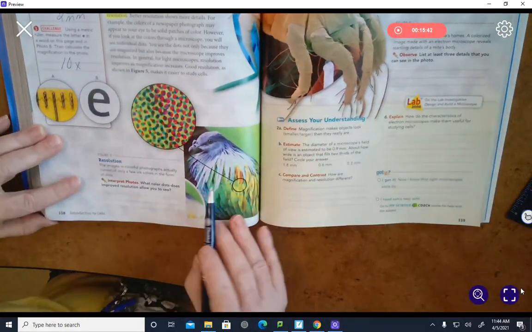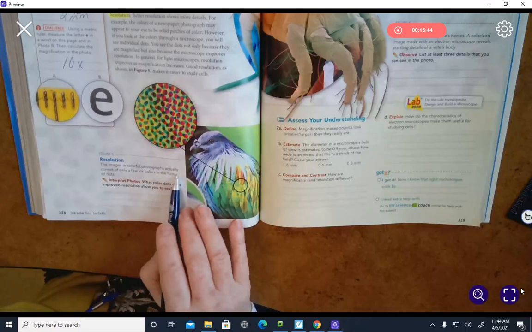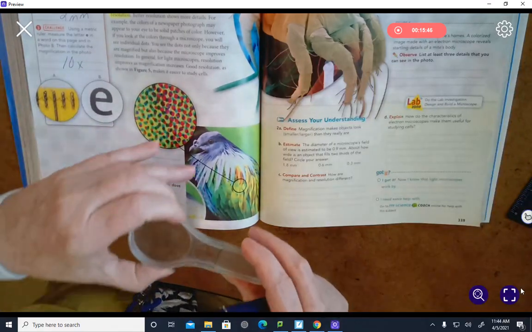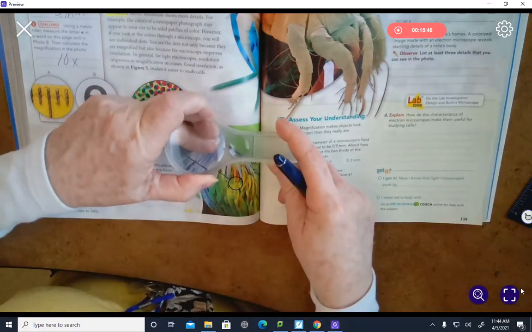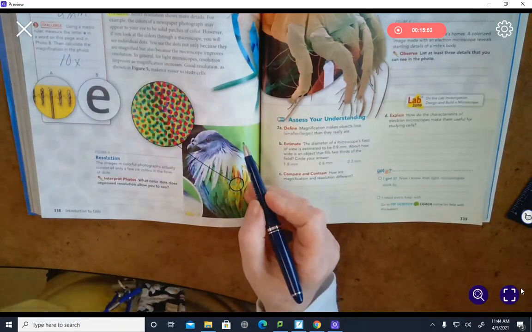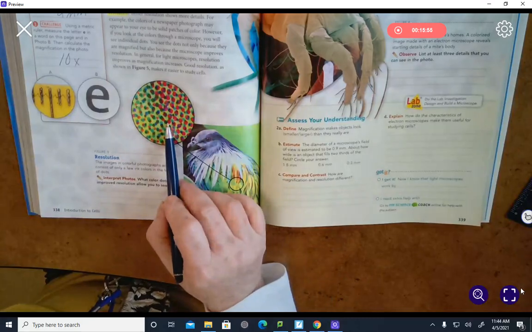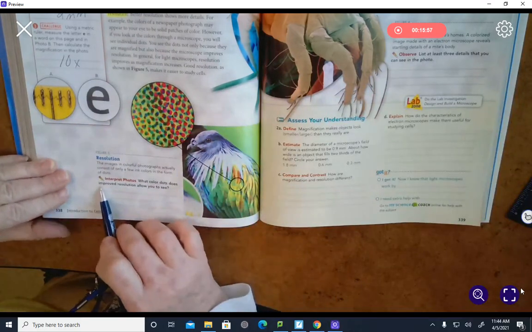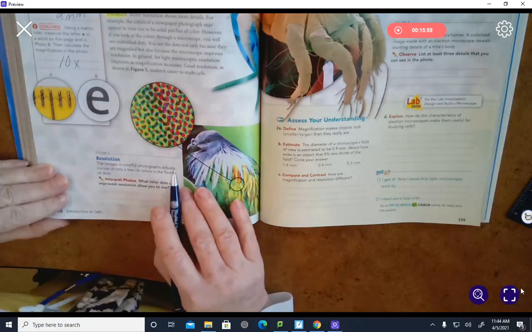The images in this color photograph actually consist of a few ink dots, and we use a microscope or a hand lens. I don't know, you probably won't be able to see that. We could actually see the dots here, but what color dots does an improved resolution let you see?